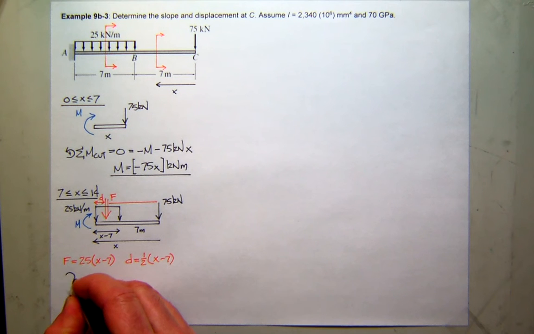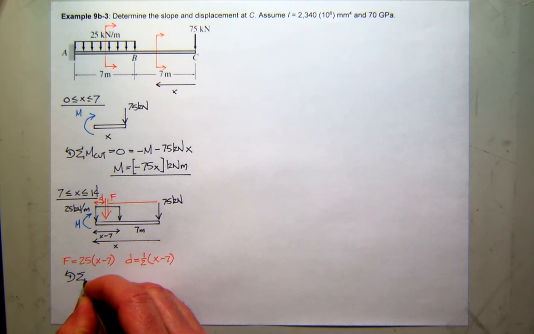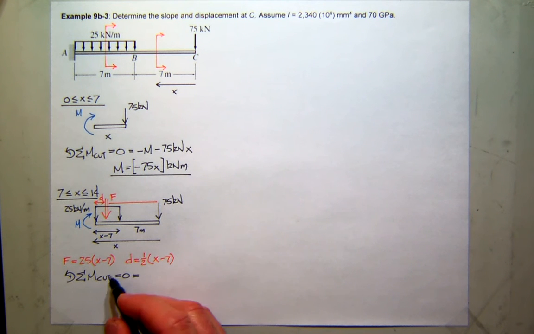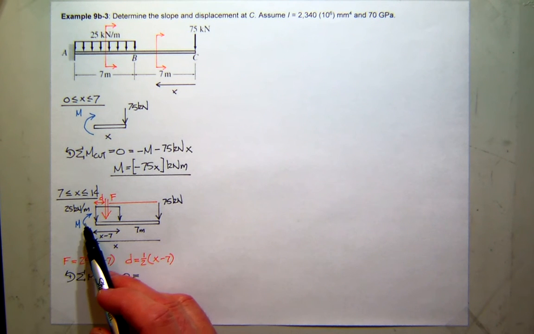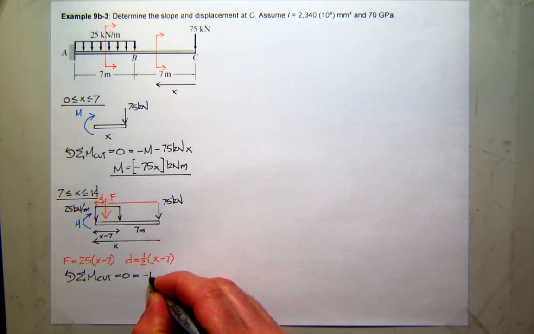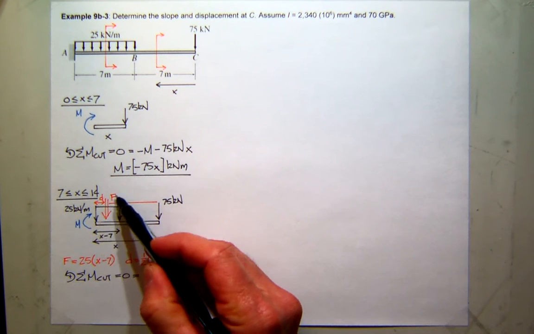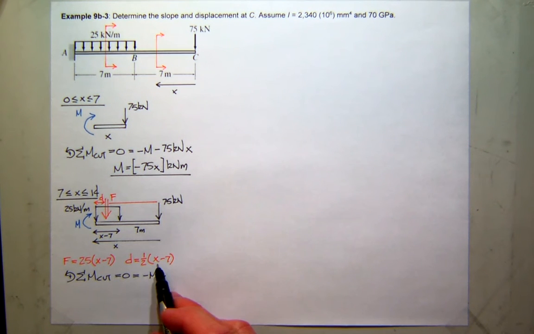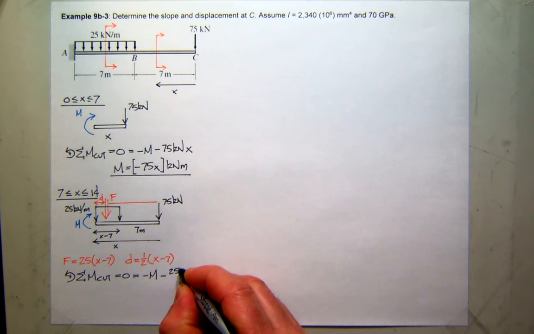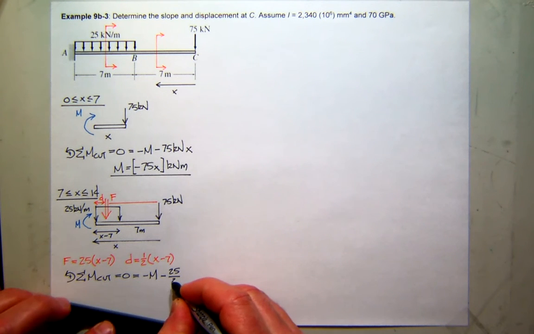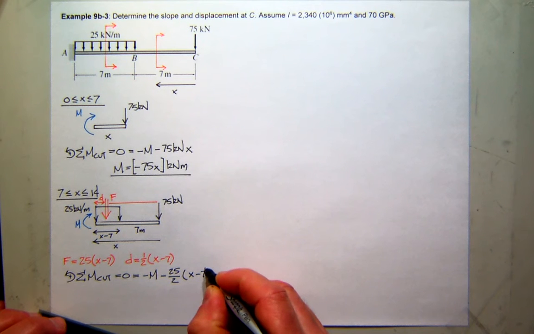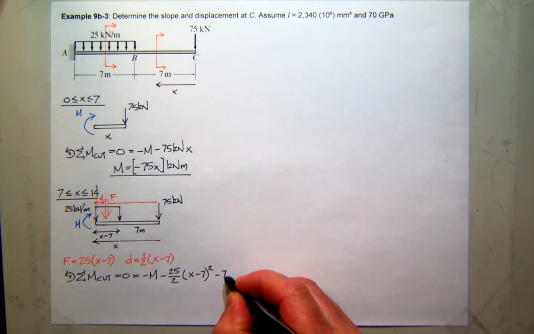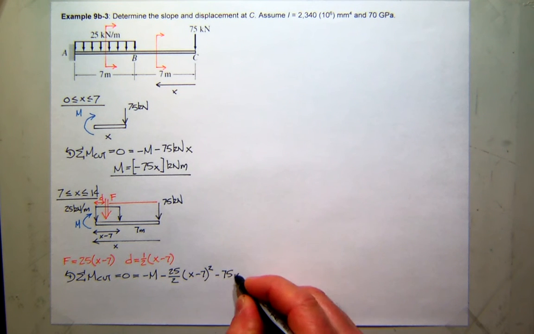So now I can sum my moments at the cut equal to 0, equilibrium. And let's see what we've got. Starting here at the left side, I've got the moment, which, as we talked before, is negative. The concentrated equivalent of this distributed section is also creating negative. So it's going to be this force times this distance. It looks like I've got 25 divided by 2, and then x minus 7 squared. And then finally, way out here, I've got the concentrated force, 75 times x.